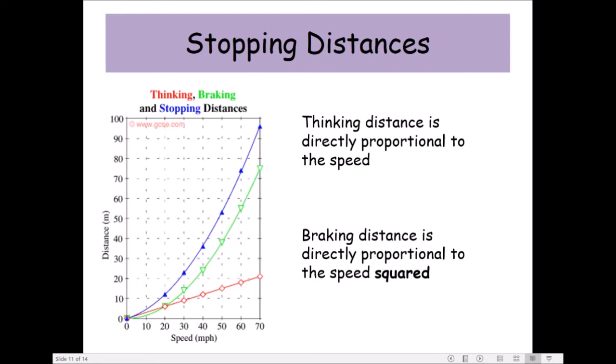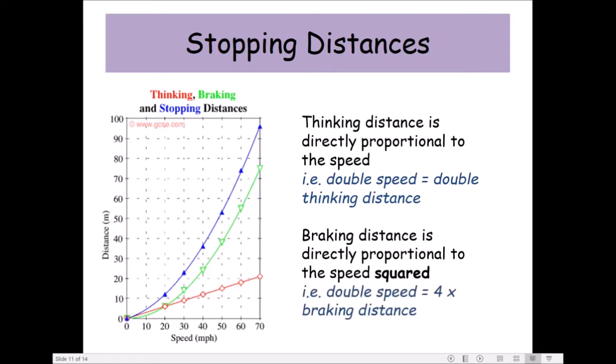So just to summarise then, thinking distance is directly proportional to speed. Therefore, if you double the speed, you double the thinking distance. Braking distance is directly proportional to the speed squared. So if you double the speed in that case, you have 4 times the braking distance. Right, let's look at an example then, just to show you how this can come up in questions and just show you how to approach it. So hopefully if it does come up, you'll know what you're doing and you'll get the marks.